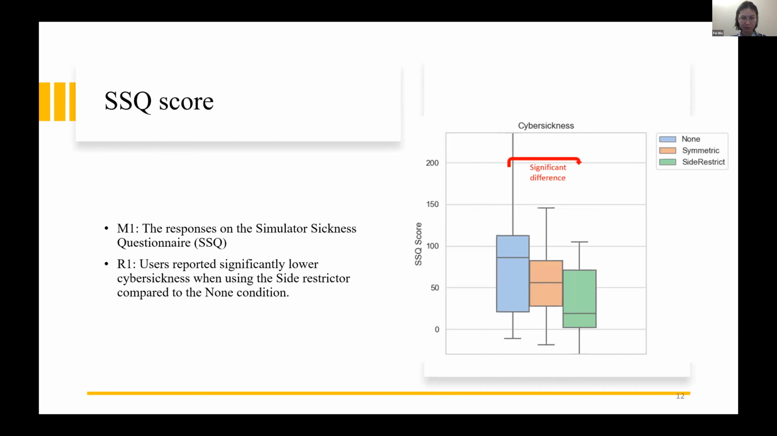The responses on the simulator sickness questionnaire were used to compute the overall SSQ score before and after completing the navigation task. The result shows that users reported significantly lower cybersickness when using the side restrictor compared to the condition without restriction.